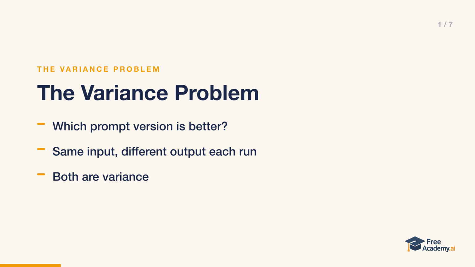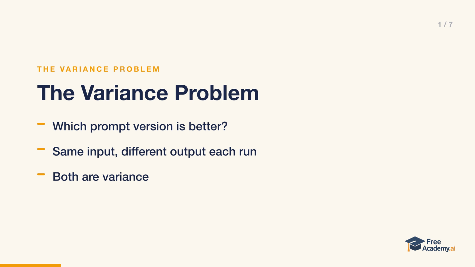Say you have two versions of a prompt and you need to know which one is actually better, not just which one felt better on one try. You've probably also noticed something stranger. Run the exact same prompt on the exact same input twice, and you can get two different answers. Those are really the same problem.